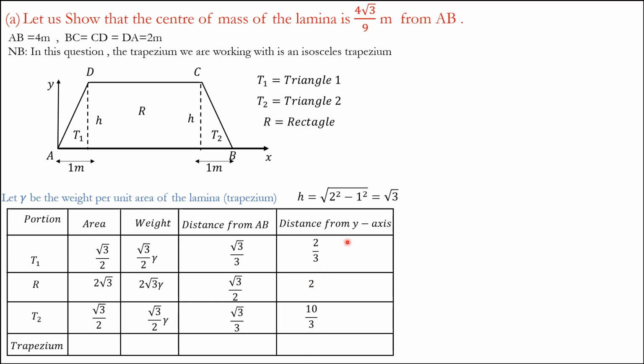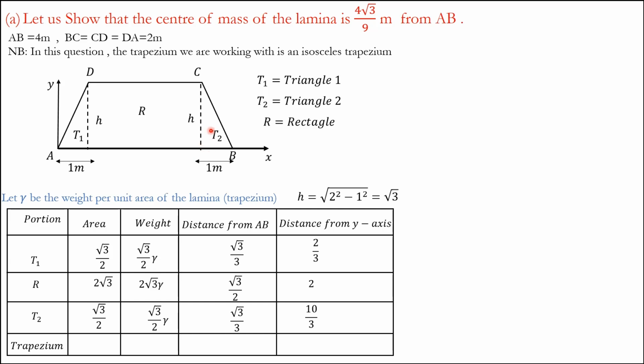And the distance from the y-axis of this second triangle is what? Now, since we want the distance from the y-axis of the second triangle, we are first of all going to consider this distance here. That is 1 meter plus 2 meters, because we know that this is 2 meters. So 1 meter plus 2 meters will give us 3 meters. Then this small distance, that is about the center of mass of the second triangle, is 1/3 of this distance here.